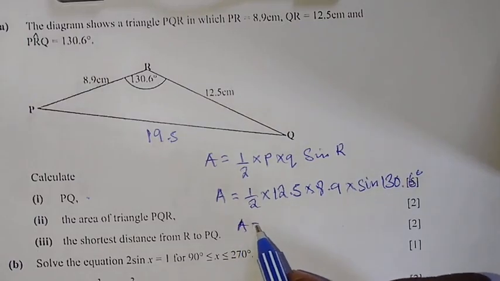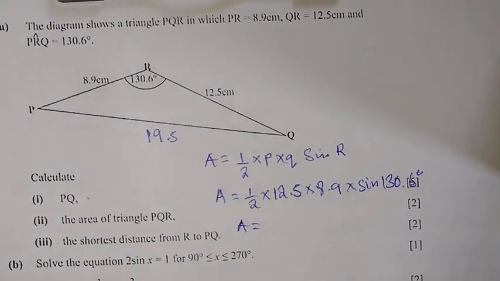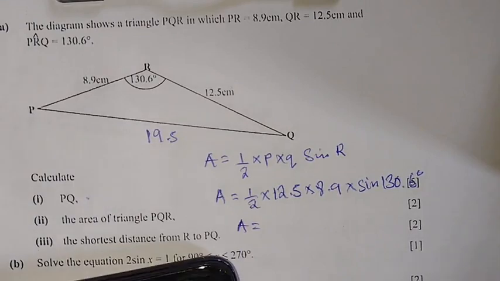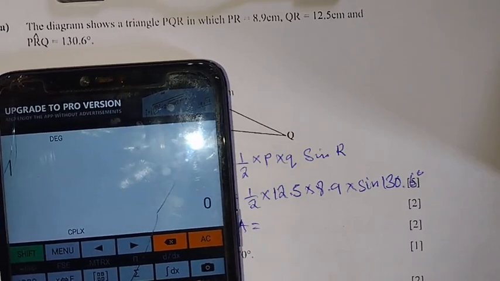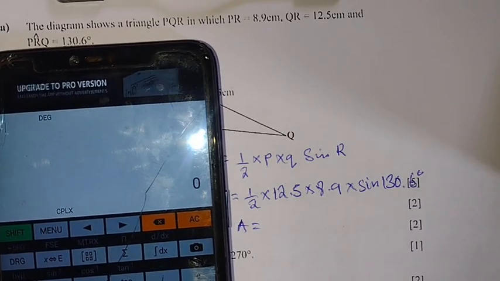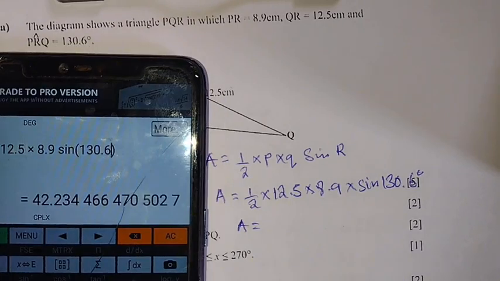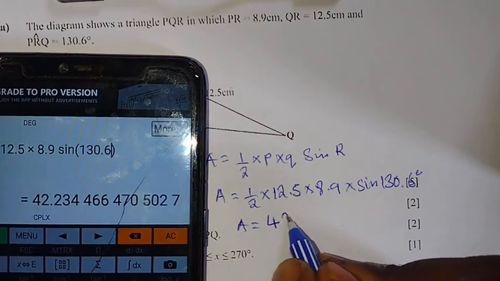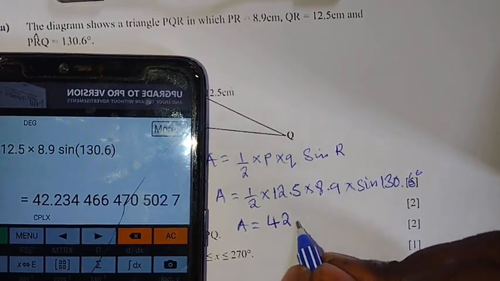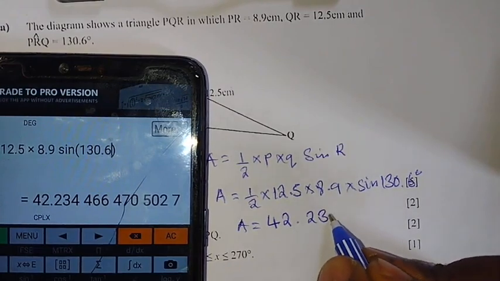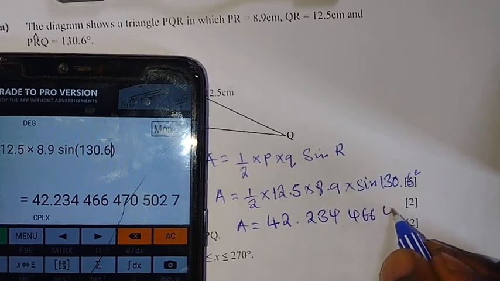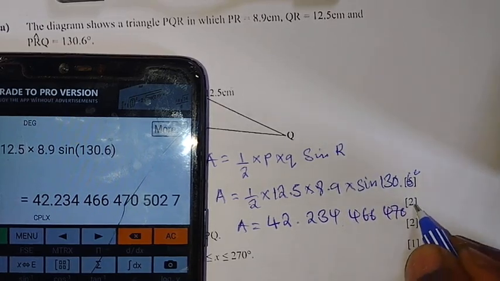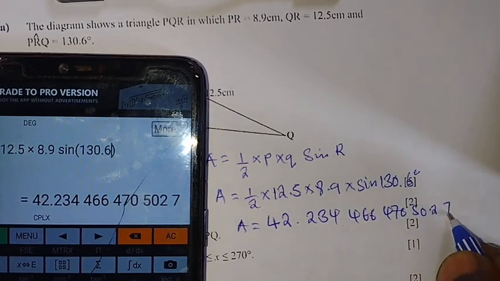So area equal to, you can just compute everything on your calculator. Okay, let's see what you are going to get. Alright, so when you compute everything on your calculator, you are getting this value 42.234466470502 then 7.